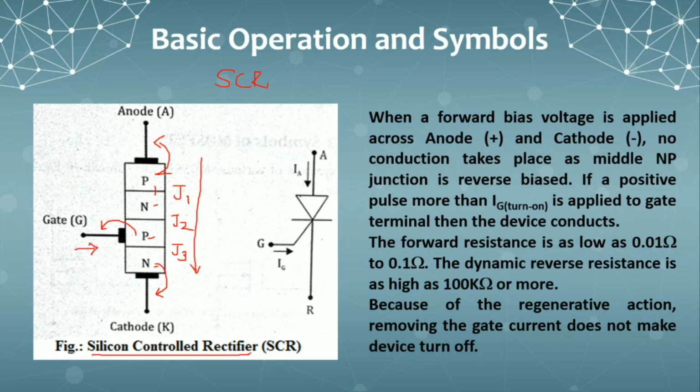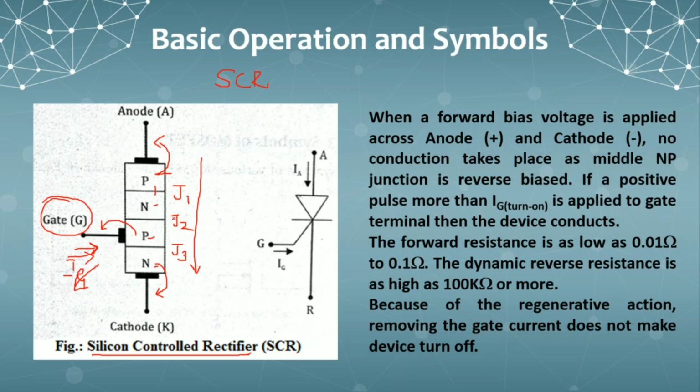This gate is a terminal. The importance of the gate here is that the gate is used to turn on the SCR. Once the gate current Ig is given, the SCR turns on. Once the SCR is on, even if you remove the gate current or vary the gate current, the SCR remains in the on state. It will not turn off.